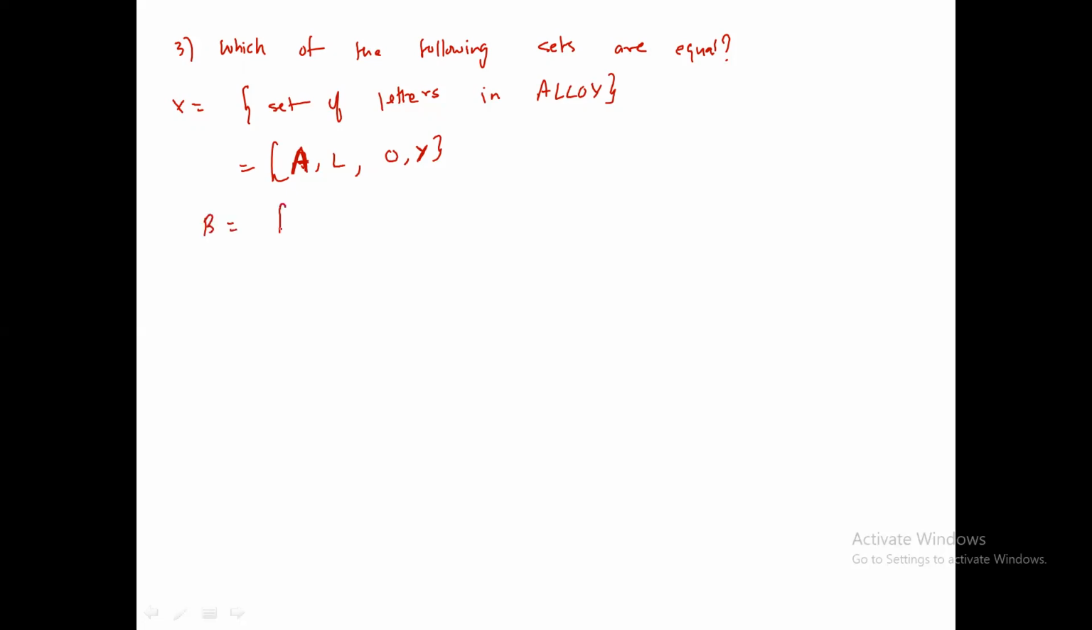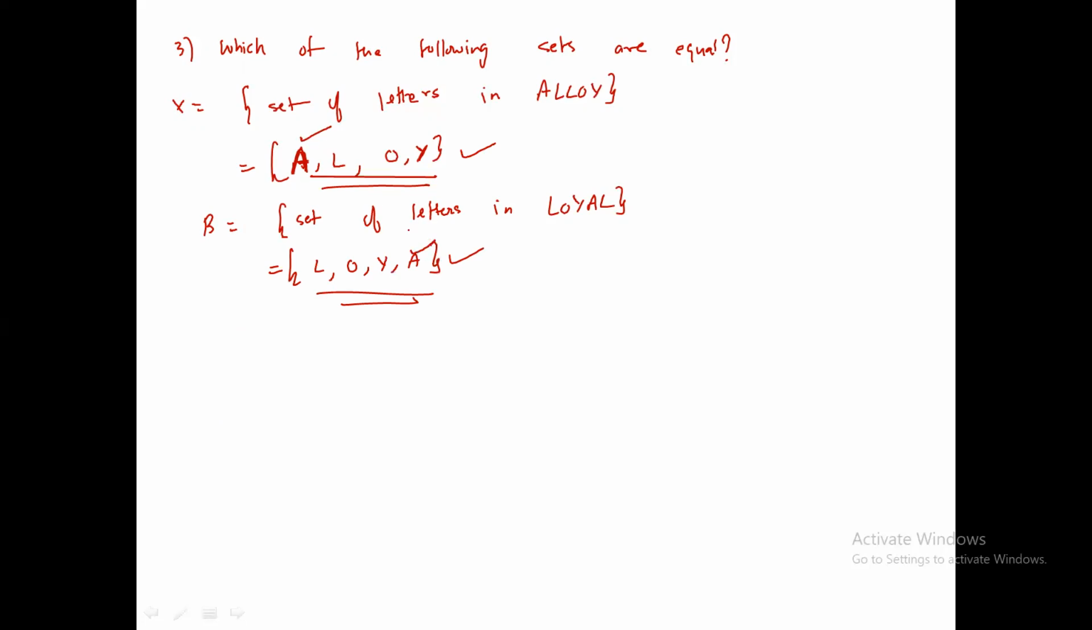Now B is the set of letters in loyal. So for B, I will write L, O, Y, A. I will not write L again. But you can see in the set X and in set B, you have the same elements: A, L, O, Y. So I can say set X is equal to set B. They are equal sets.